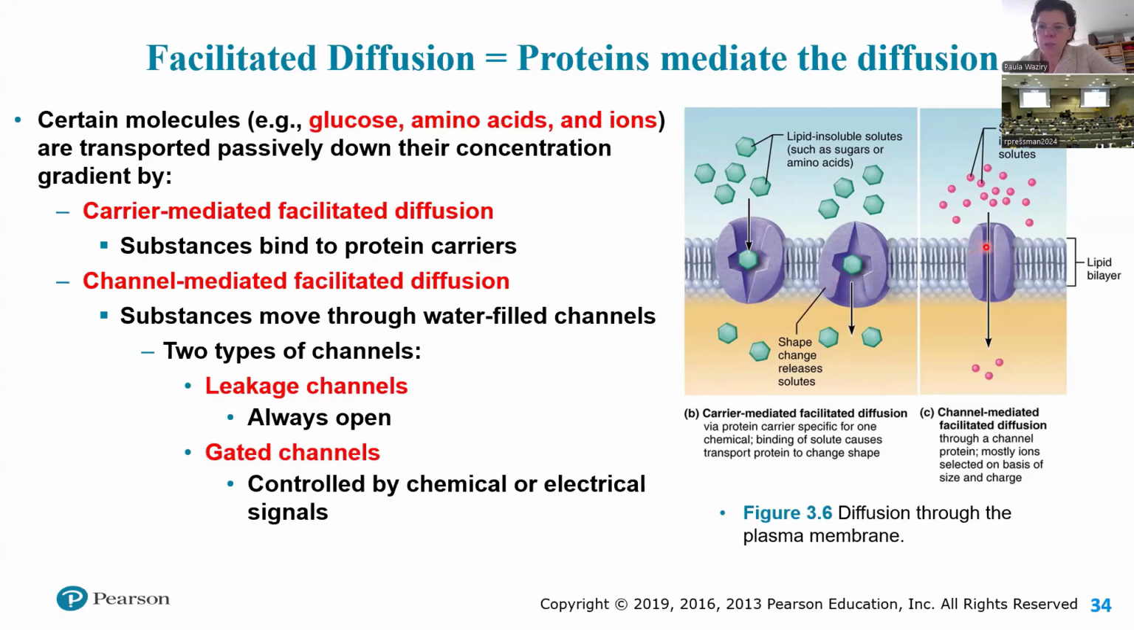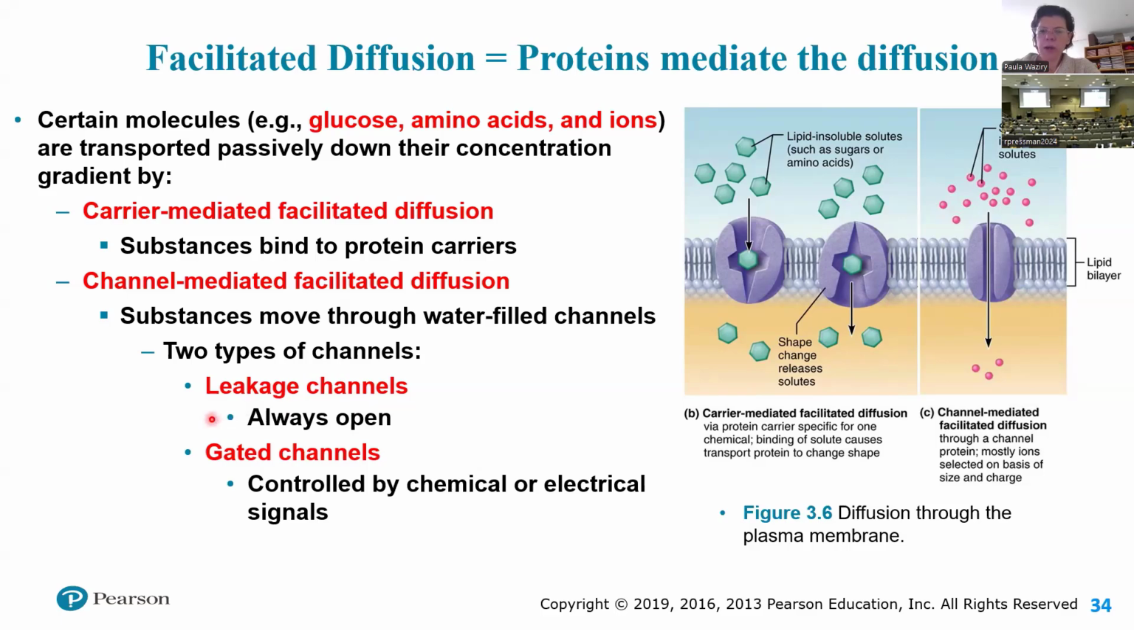Or the channel can just be open at certain times and allow this thing to diffuse across just because the channel opens. And of course, these channels have to be regulated because usually you just don't want diffusion of stuff in or out of the cell all the time. So you need to regulate the opening of those channels, okay? Well, there are some channels that are open all the time. There are very few of those. Those are called leakage channels, right?